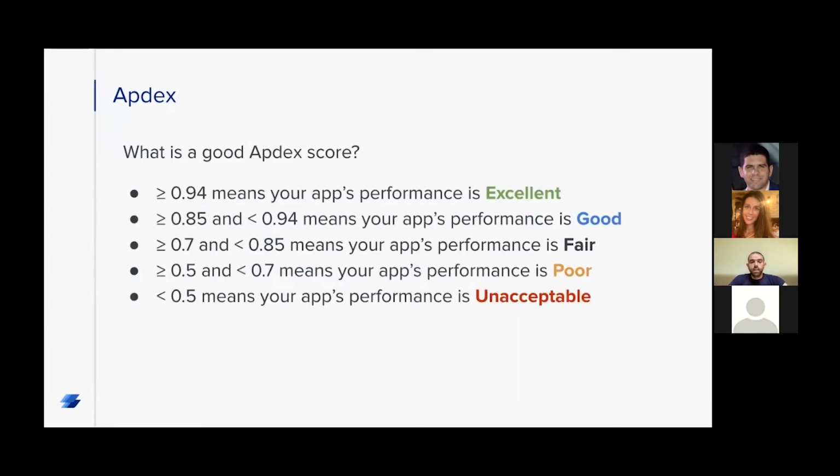So let's quickly discuss the reference of Apdex. An Apdex score of better than 0.94 is excellent. Between 0.85 and 0.94 is good. 0.7 to 0.85 is fair. 0.5 to 0.7 is poor, and beneath 0.5 is an unacceptable performance.